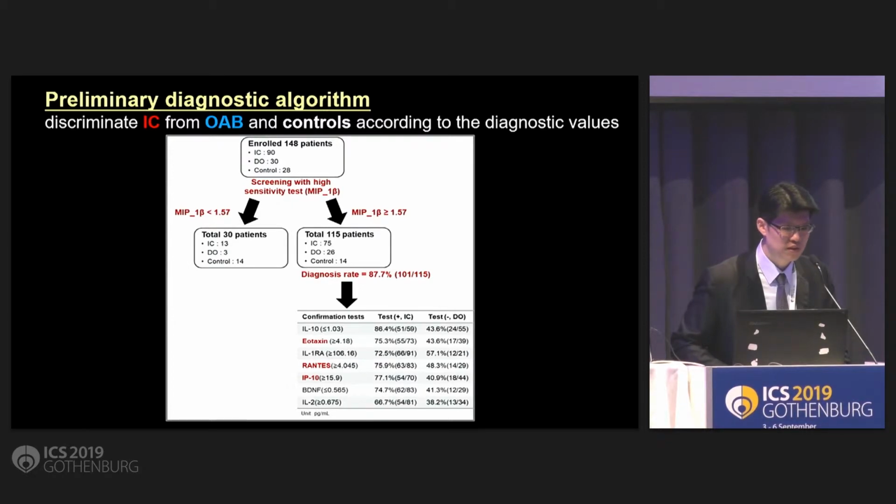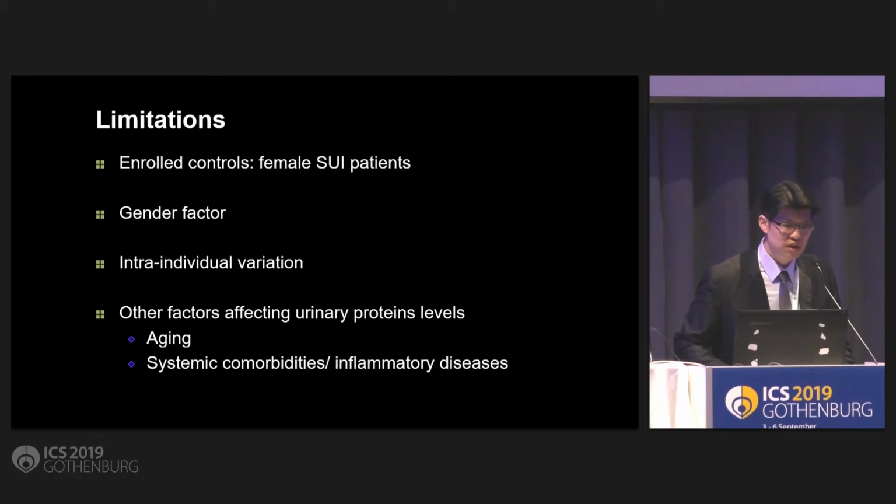Therefore, we designed a preliminary diagnostic algorithm to discriminate IC from OAB and controls according to the diagnostic value. First, MIP1 beta was selected as the screening test due to its high sensitivity to discriminate IC and OAB from controls. The diagnostic rate was 87.7%. Furthermore, cytokines including eotaxin, RANTES, and IP10 were used to diagnose IC from OAB, and the diagnostic rate was more than 75%.